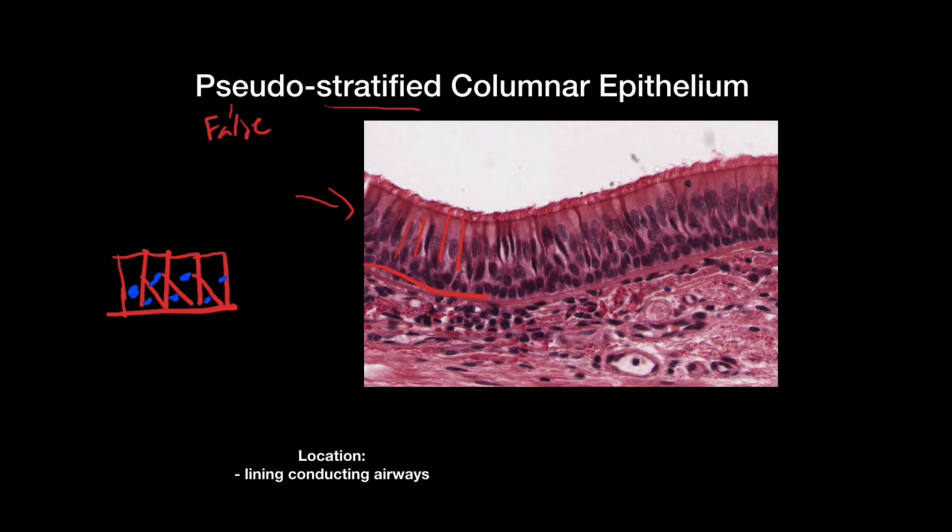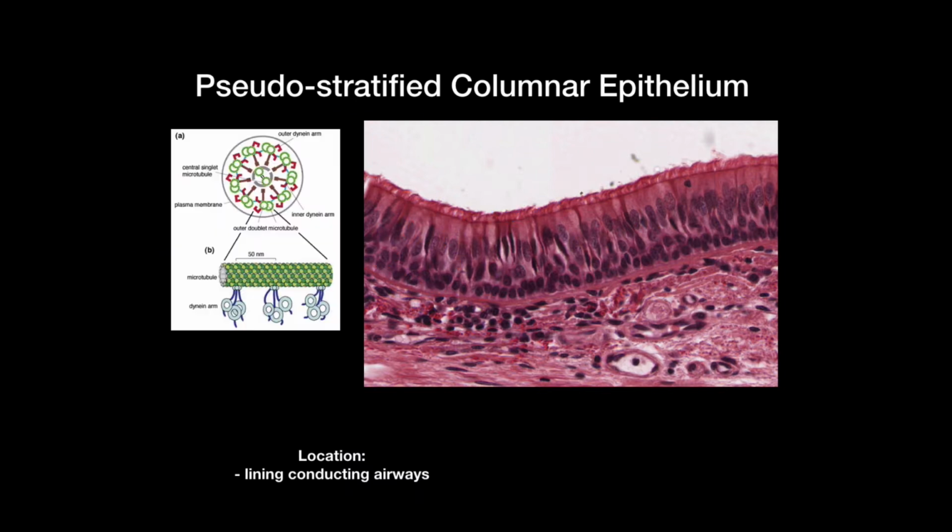Alright, and you'll mostly find this pseudo-stratified columnar epithelium in conducting airways. The good thing about having pseudo-stratified columnar epithelium lining the conducting airways is that you see those small hair-like projections right here? These hair-like projections are called cilia. Cilia are going to be longer. Remember, I said that microvilli are mainly going to be 1 micrometer long, but these cilia are going to be longer, about 10 micrometers.